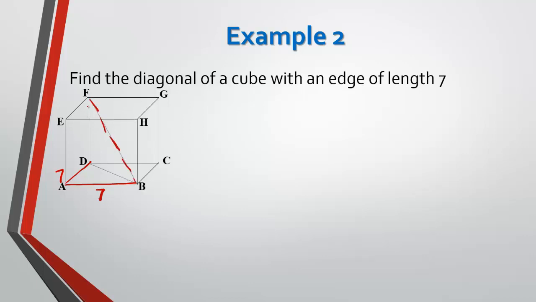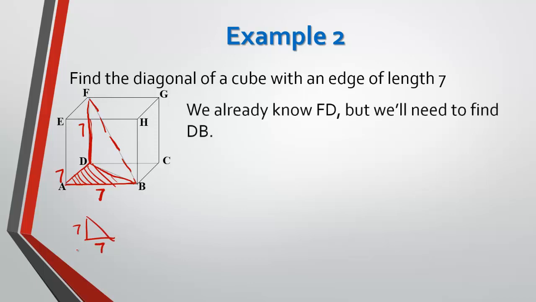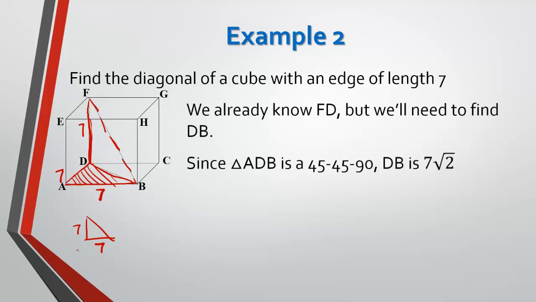Okay, so to find that, we need to know this, which just so happens to also be 7, and this, which we don't yet know. Okay, so if we take just this first, and we flip it so that we see it flat. This is 7, and this is 7. Okay? It's a 45, 45, 90 triangle, so that means the hypotenuse has to be 7 root 2.